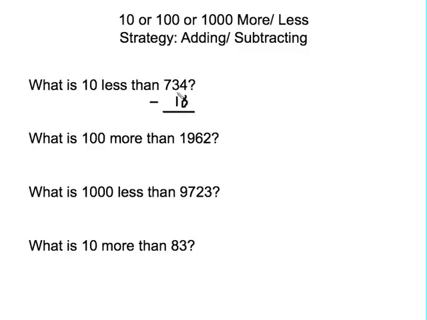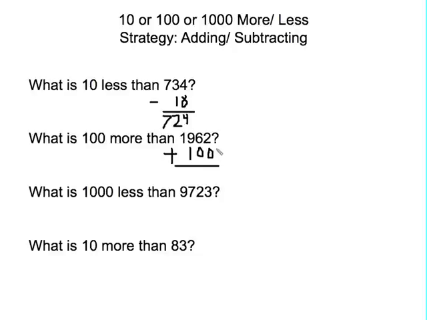Now when I do my subtracting, 4 minus nothing is 4. 3 minus 1 is 2. And then 7 minus nothing is 7. So 10 less than 734 is 724. Now 100 more is telling me I need to be adding, and I really had to be careful and put the 1 in the hundreds place value. Here we have thousands, hundreds, tens, and ones. So my hundreds place value is right here. And I have 0 tens and 0 ones.